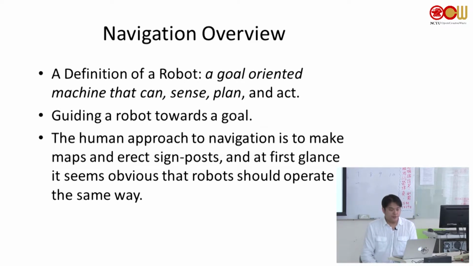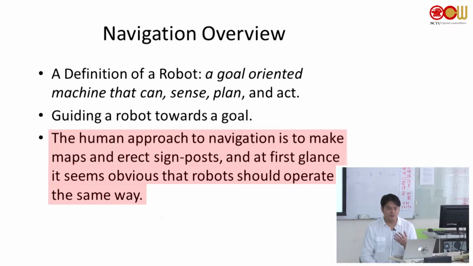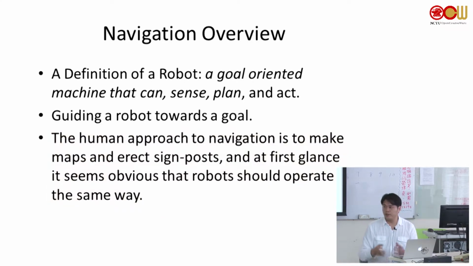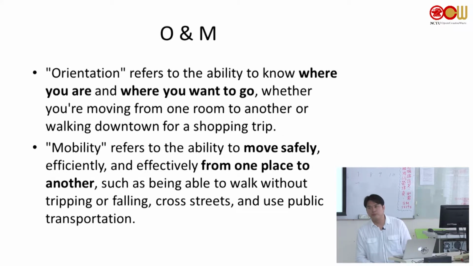Navigation itself is guiding a robot towards a goal. Simply put, think of it in the way humans navigate. We may want to go from here to someone's office. Then you need to safely go from here to the stairs, go up, and you also need to know where to go. Here we have a more precise definition for navigation.